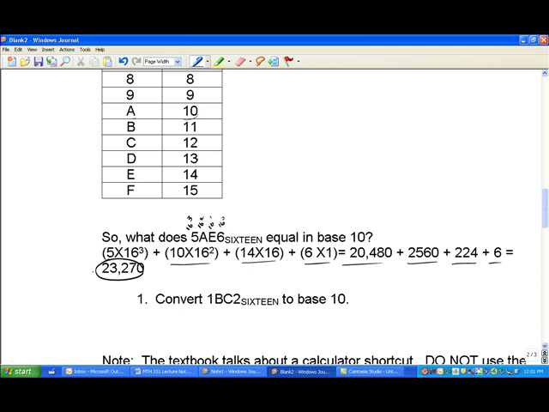Okay, now it says to convert 1BC2 base 16 into base 10. So pause the recording and see if you can convert that into a base 10 number. And once you have your answer, go ahead and restart the recording and we'll check your work to see if you're correct.